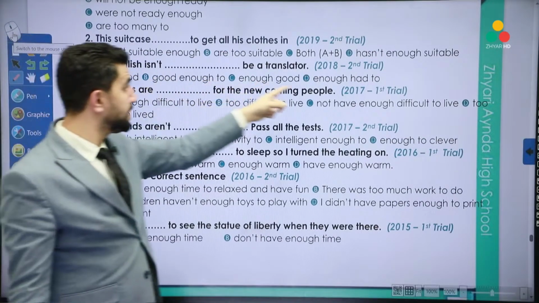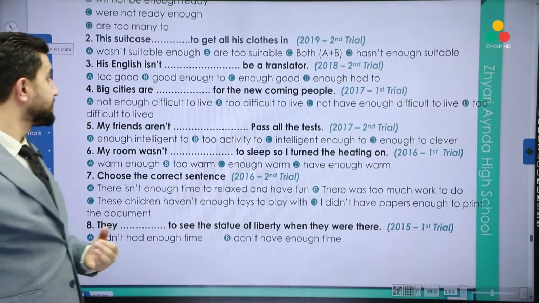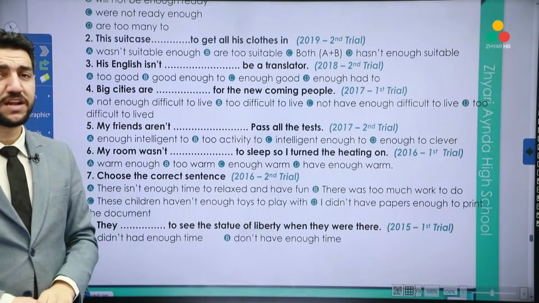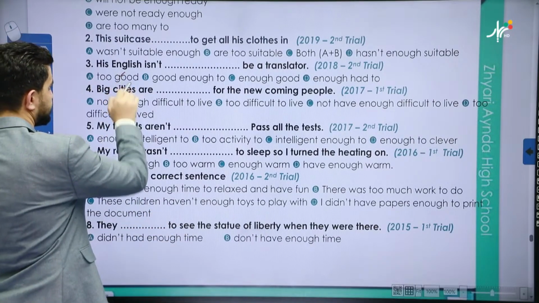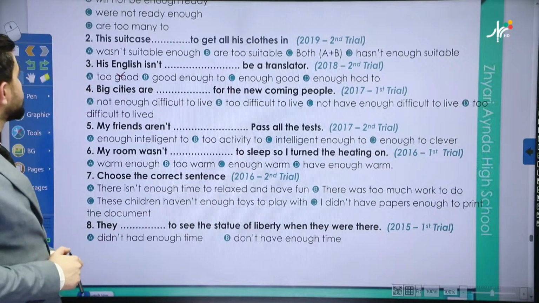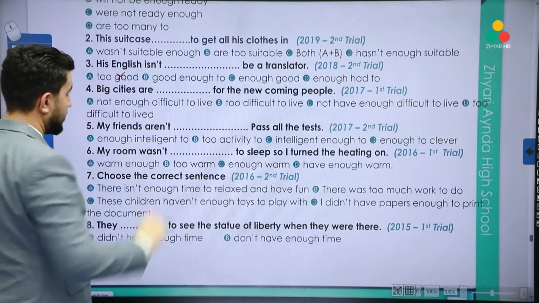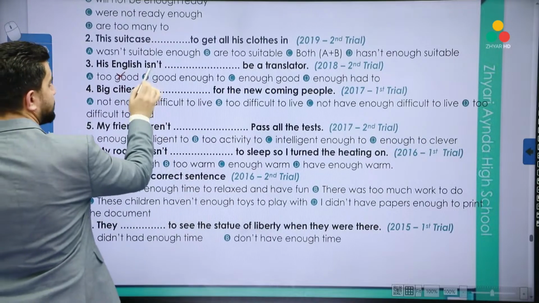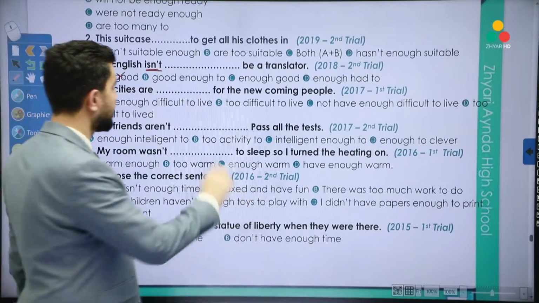His English isn't... to be a translator. His English isn't. Do we have there is and have and has? We don't have there is and have and has. So what's this? Okay. We said, okay, this number one. Do we have negative here? Do we use "to"? No, never. Okay.